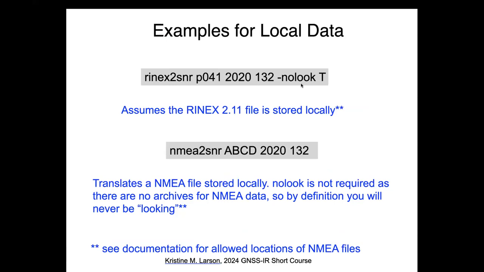For local data, you make sure you put your RINEX file in the correct place, and then you say no look true, because you're telling it, don't go look for the data, it's on my computer. And for NMEA, I think you'll be best off using capital letters for your station name. It's not my preference, but that's the way I think you'll have the most success. Again, I don't say no look here because I don't know of anyone who archives NMEA data. It's a real-time navigation product. So I try to make the defaults make sense.